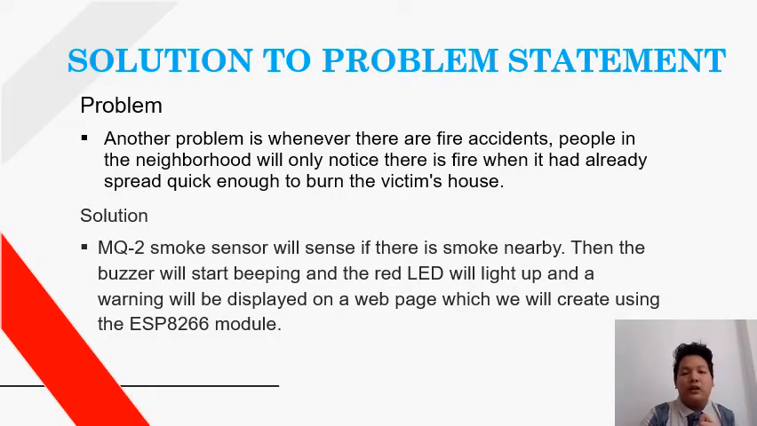And the solution to the third problem is that the MQ2 smoke sensor will sense if there is smoke nearby. Then the buzzer will start beeping, the red LED will light up, and a warning will be displayed on a web page which we create using the ESP8266 module. A smoke detector built with an alarm system provides notice to the building occupants, and the alarm can reach the nearby neighbors. By that, neighbors will receive the fire alarm faster so they can evacuate.